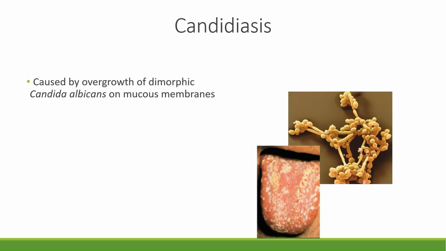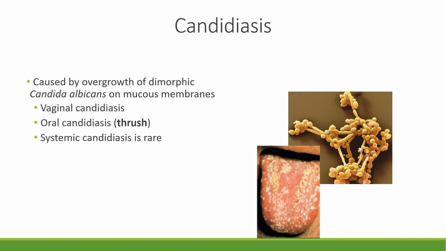Okay, candidiasis is caused by the dimorphic fungus Candida. That means they can be in both a multicellular mycelium form as well as the single cellular yeast form, as shown in this image to the right. This Candida albicans can be found on mucous membranes. It can cause vaginal candidiasis. We've discussed that. Oral candidiasis, also known as thrush, shown in this image on the bottom here, and systemic candidiasis, although that is more rare.